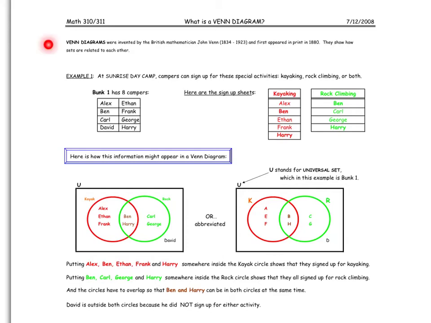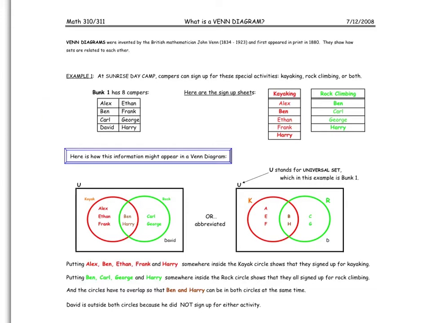Venn diagrams were invented by John Venn and first appeared in print in 1880. They are very, very useful in showing relationships among sets. In order for me to talk about it, I thought it might be easier if I made up an example that had nothing to do with math.